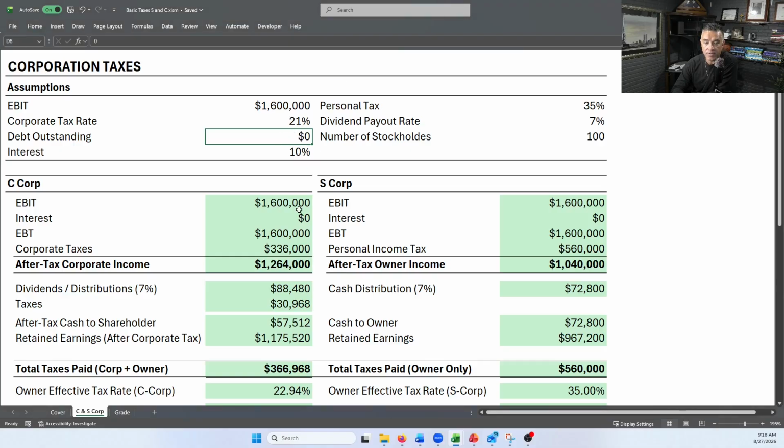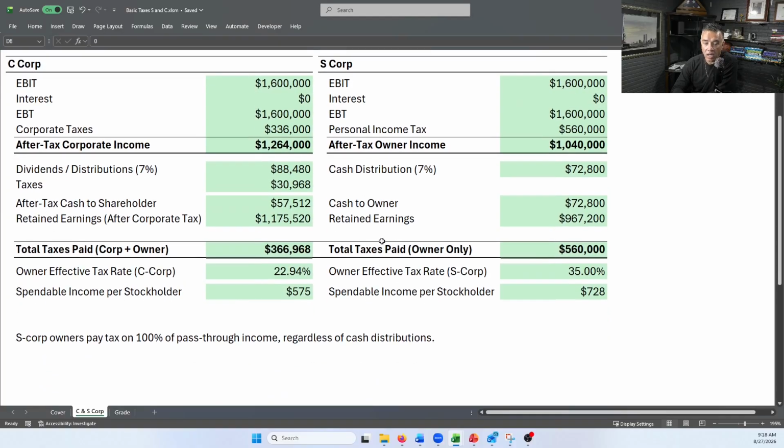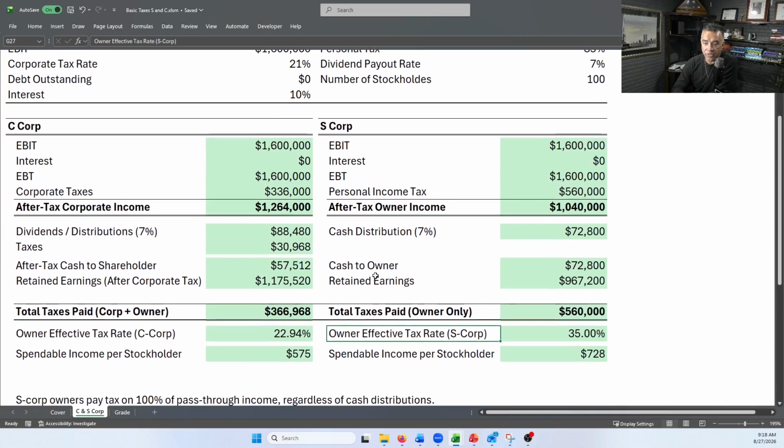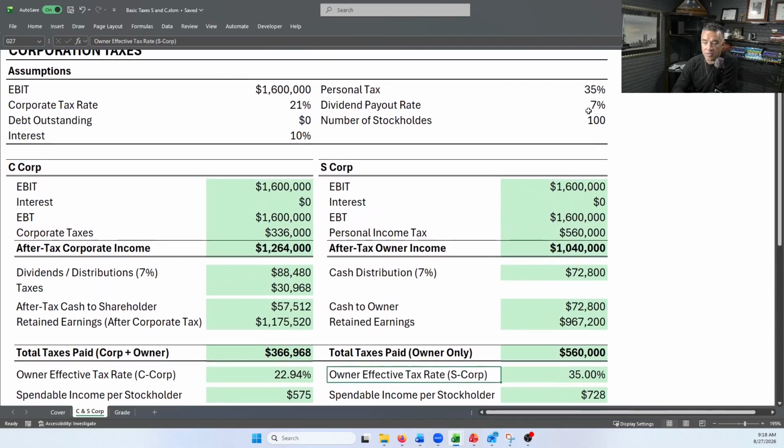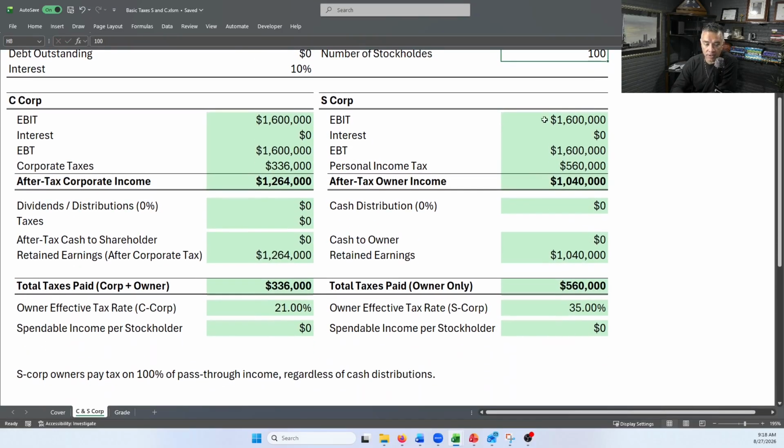I don't want decimals. Okay. So now let's play around with a few things here. As you can see, let's go to 0% dividend payout rate, so you really can see the impact. Zero. There's no double taxation. So that makes sense, right?